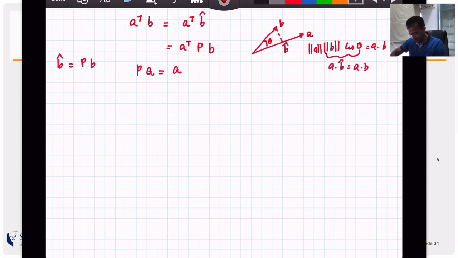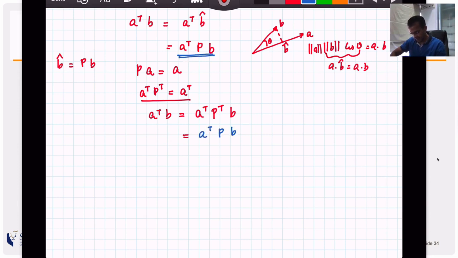If I take transpose on both sides, then I get A transpose P transpose is going to be equal to A transpose. So I can take A transpose B, and for A transpose, I put this one in there. So I get A transpose P transpose B, and from the blue one here, it is equal to A transpose P B. This will say that P transpose is equal to P. So this is my proof.